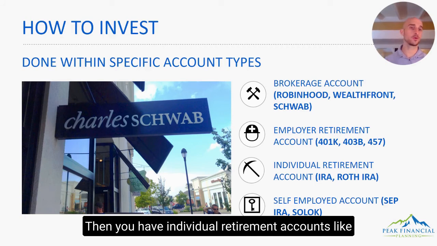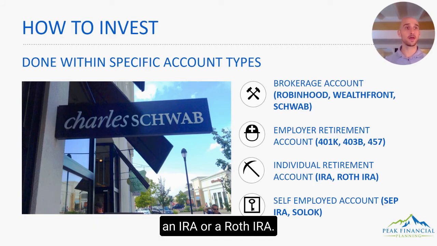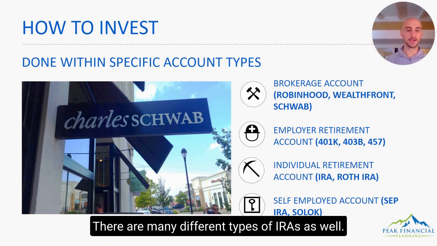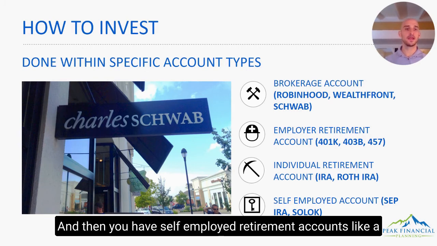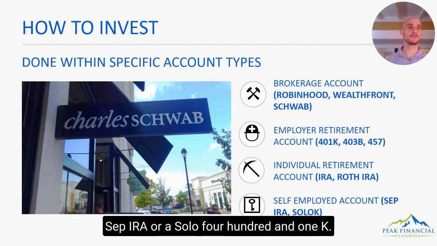Then you have individual retirement accounts like an IRA or a Roth IRA. There are many different types of IRAs as well. And then you have self-employed retirement accounts like a SEP IRA or a solo 401k.